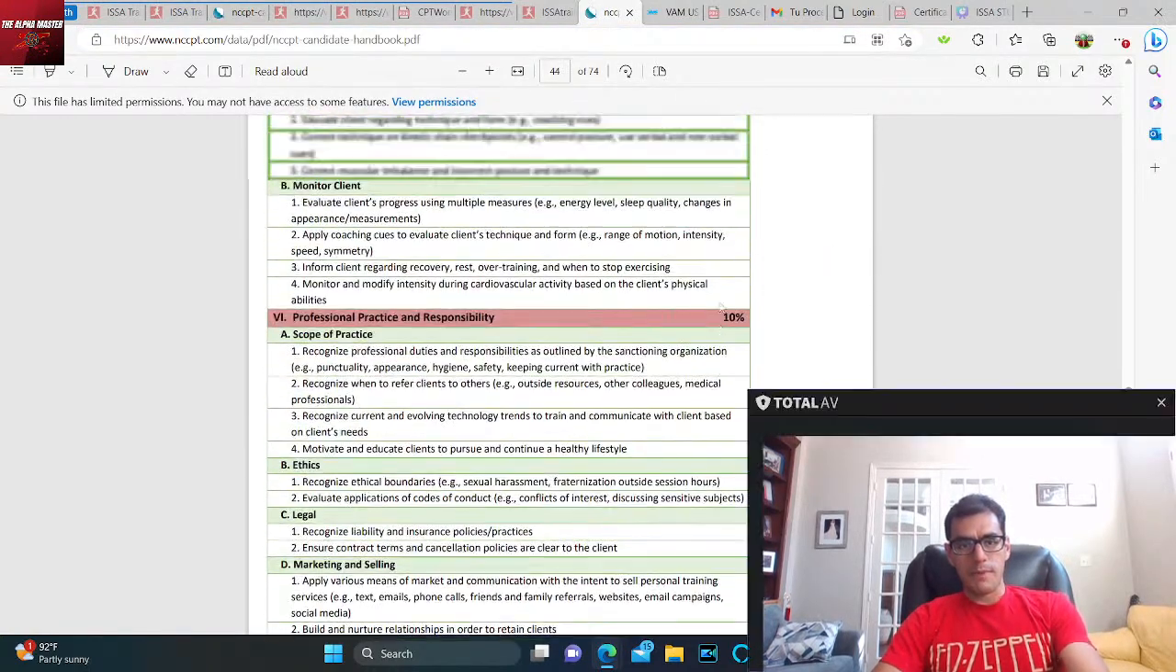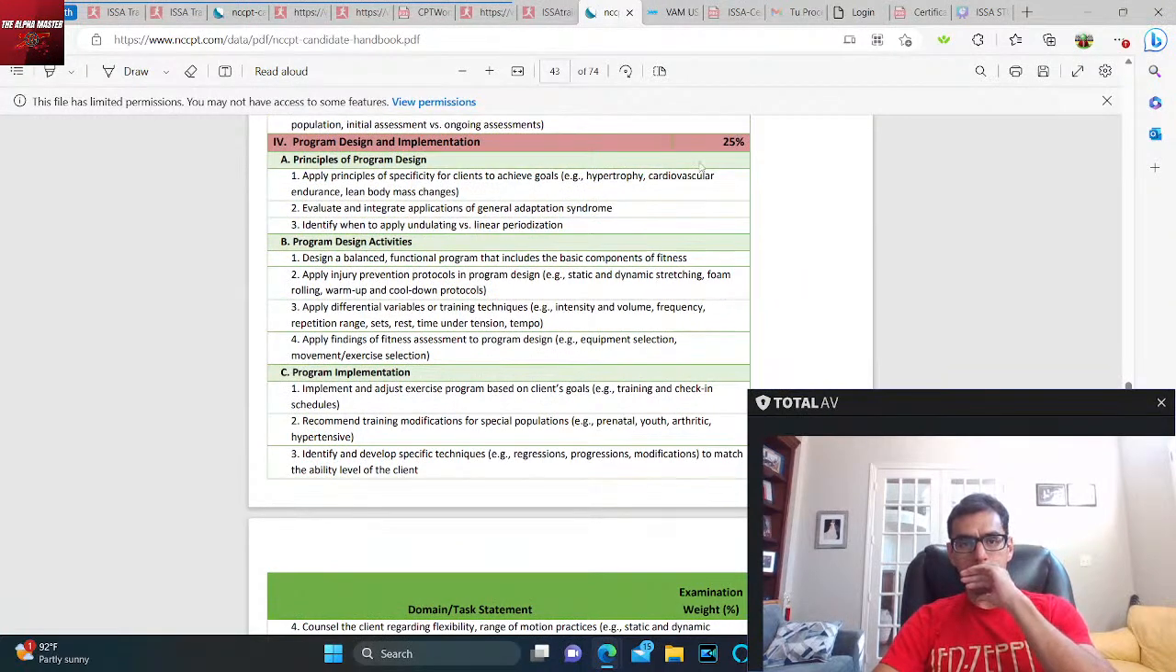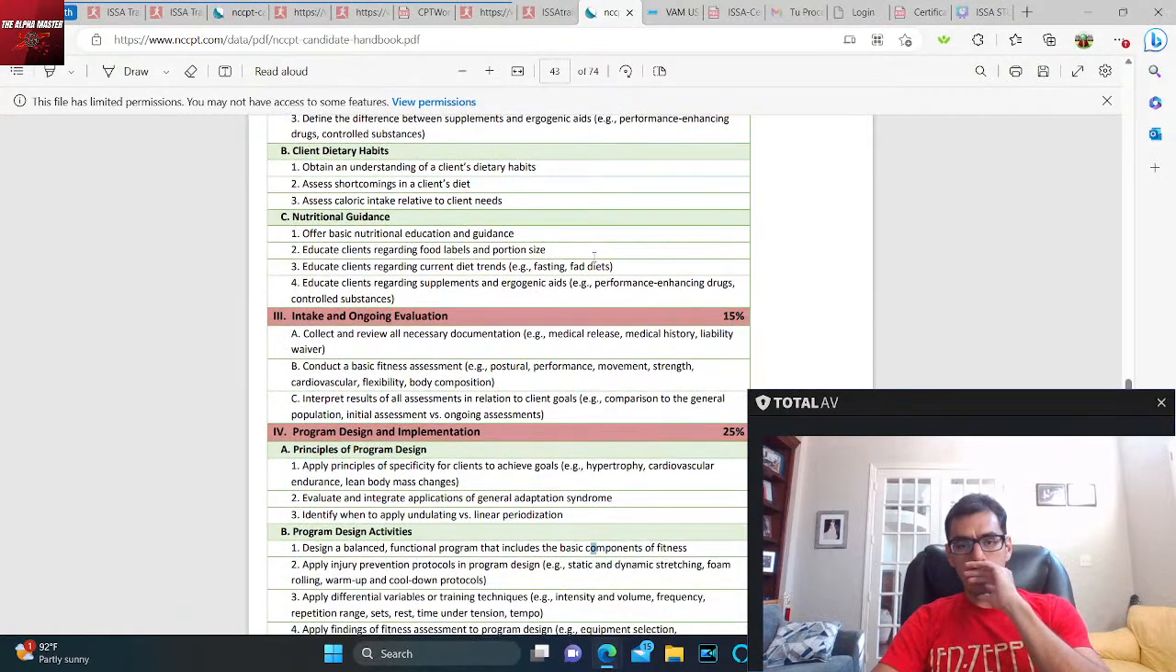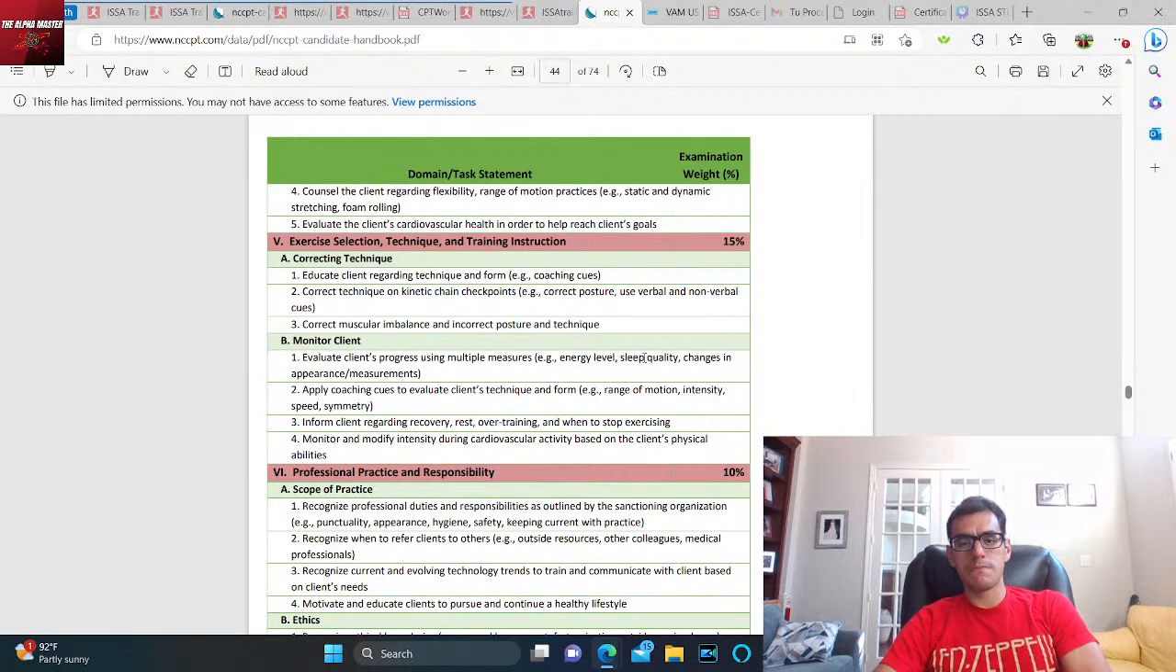It's going to be in the 25% program design and implementation. The principles of program design is one of them. But like in exercise selection, technique and training instruction, it's actually going to be 15% of your test. Correcting technique and monitor clients.